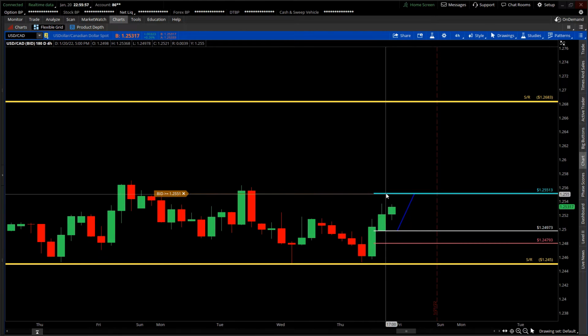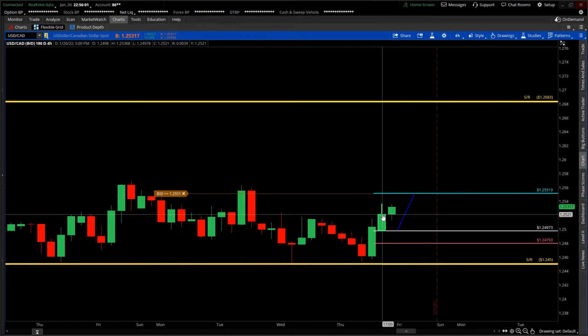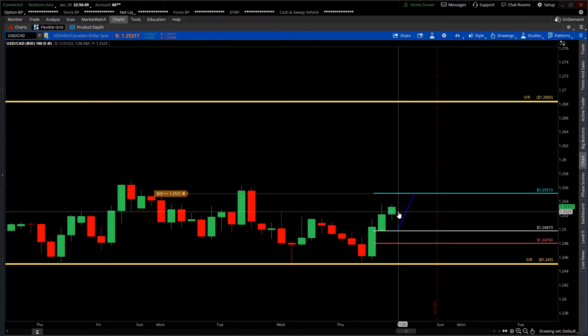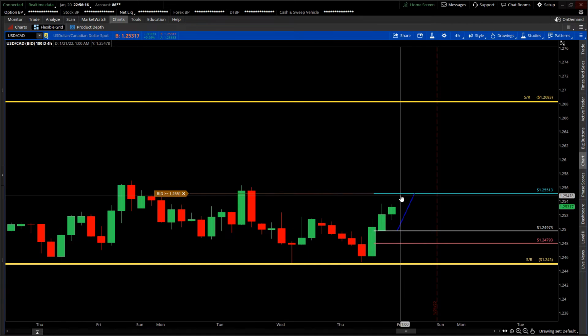But the moment I see a pullback, most likely down to the body of this candlestick right here, so it's 1.2521, then I'll probably close the trade out. But one step at a time, and I'll just wait for this to happen.